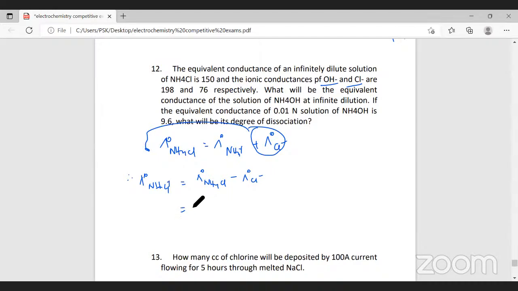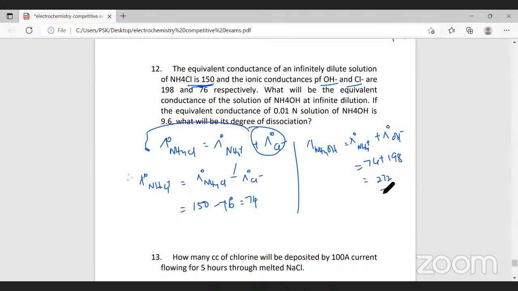That's nothing but 150. Conductivity of ammonium chloride is 150, minus the chloride ion, which they've given as 76. That will be 74. Likewise, now ammonium hydroxide, lambda naught of ammonium hydroxide is equal to lambda naught of NH4 plus, lambda naught of OH minus. That will be equal to ammonium ion, which we found out is 74, and OH minus ion, which is 198. So that will be equal to 272. This is lambda naught of ammonium hydroxide.